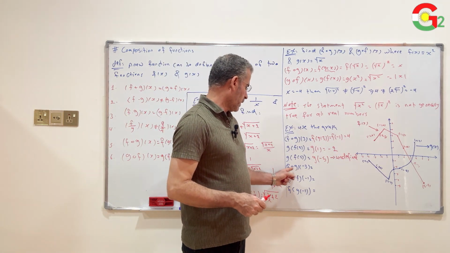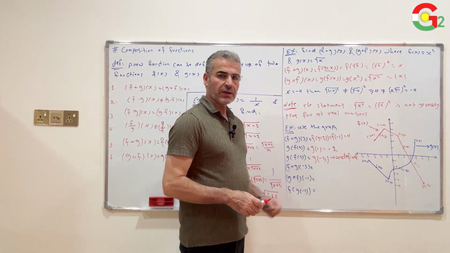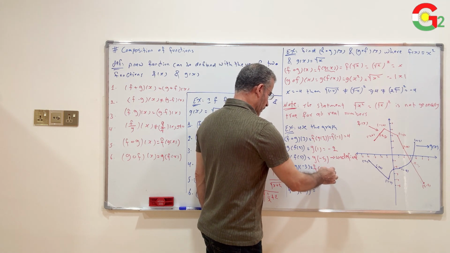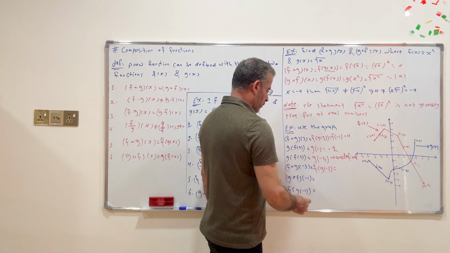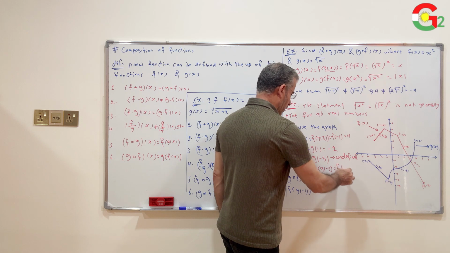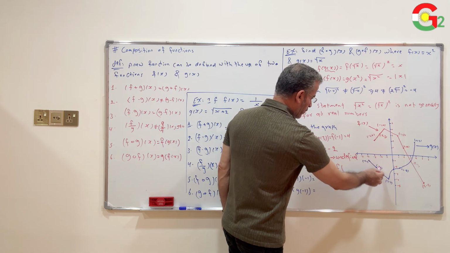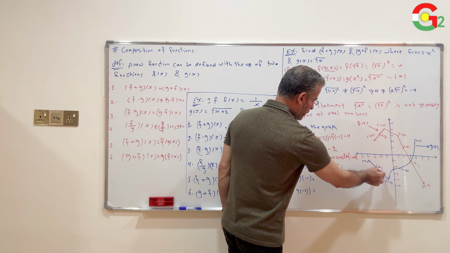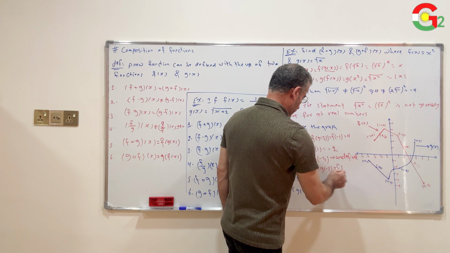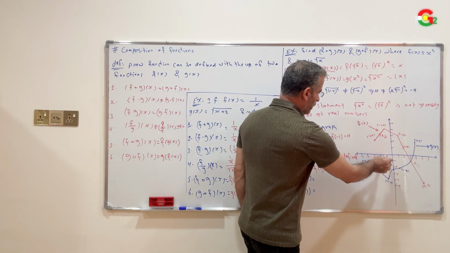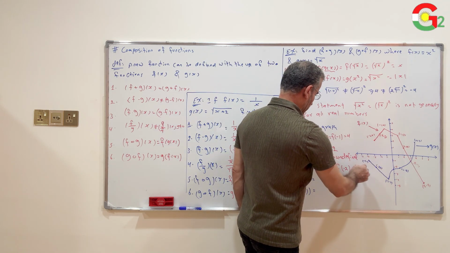g o f o g of negative 3 equals f of g of negative 3. g of negative 3 is negative 2. f of negative 2 is 3.